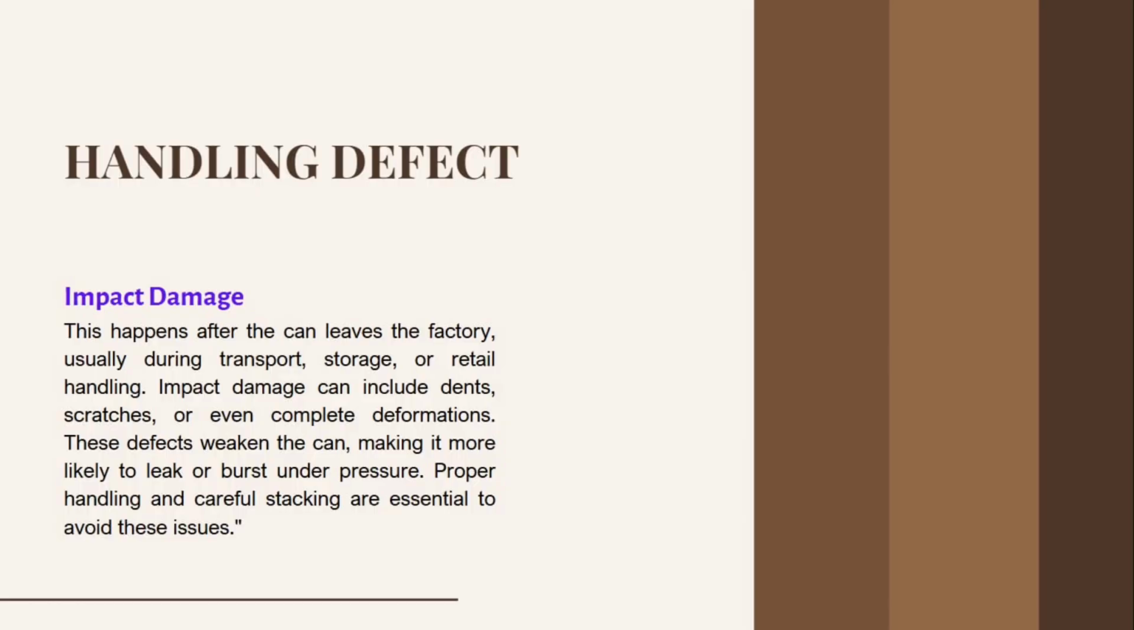So last we have the handling defect. Its example is impact damage. This happens after the can leaves the factory, usually during transport, storage, or retail handling. Impact damage can include dents, scratches, or even complete deformations. These defects weaken the can and make it more likely to leak or burst under pressure. Proper handling and careful stacking are essential to avoid these issues.